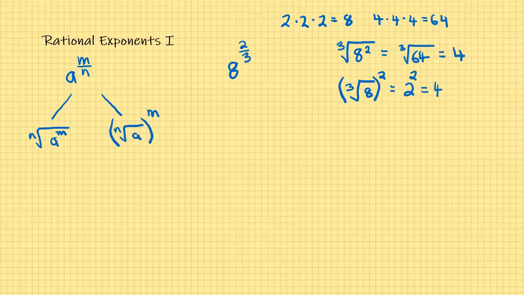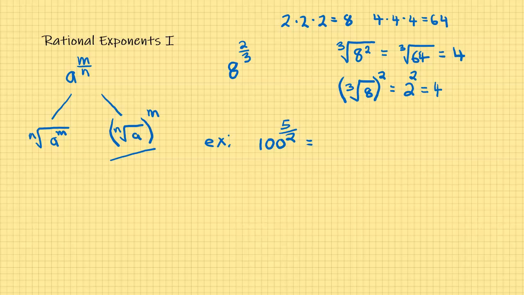Let's try an example here. Here's an example. I put EX for example. Let's simplify 100 to the 5/2 power. That's 5 over 2 power. Now I have to decide which method to use. And I'm going to choose this one. And you'll see why.